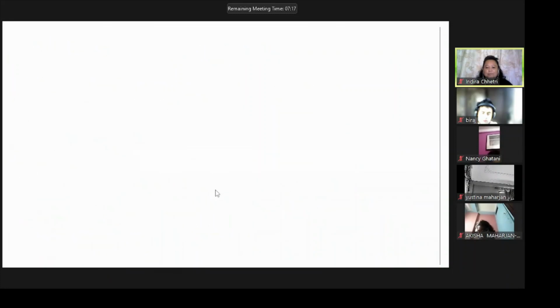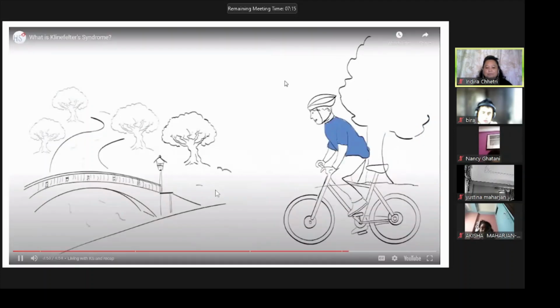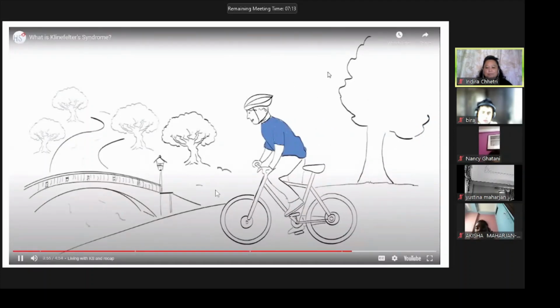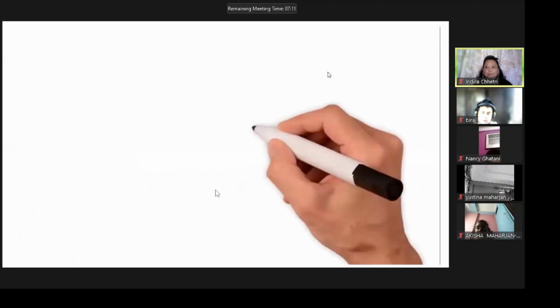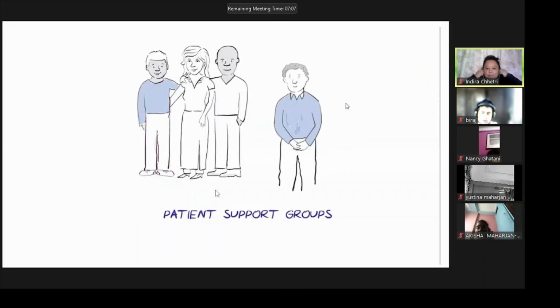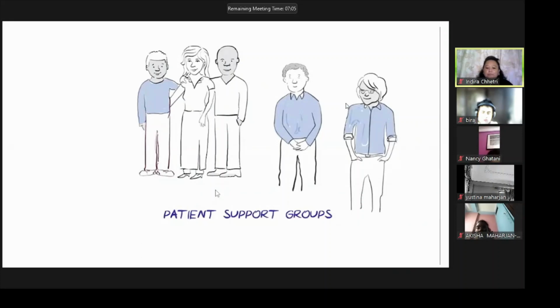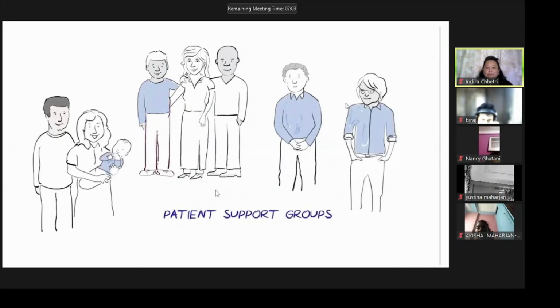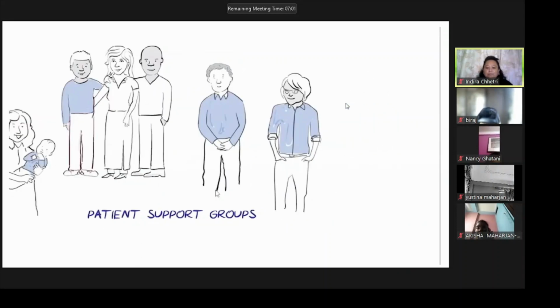It is important to remember that most people with Klinefelter syndrome will lead normal and healthy lives. However, it can be upsetting and confusing to first learn about a new condition. Patient support groups are available to connect with other patients and families who may have gone through similar experiences.